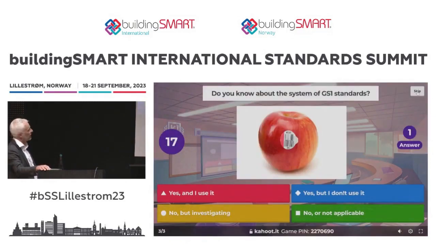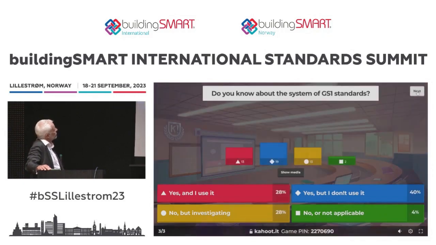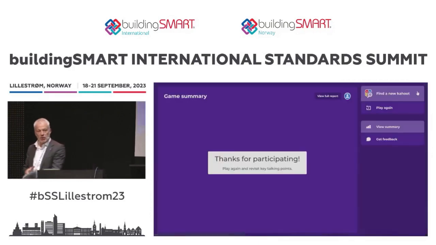Well, now I would have hoped for more positive responses than at the beginning of the workshop. Triangle red, yes, and I use it. Blue, yes, but I don't use it. Yellow, no, but investigating. And green, no, or not applicable. Good. Well, I think we should take the same poll at the next workshop, and then we'll see.